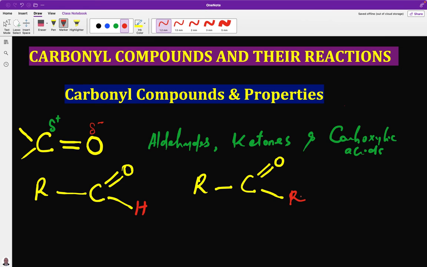That is the ketone. So as I said, the carbonyl group, which is the carbon-oxygen double bond, is an organic functional group found in compounds such as aldehydes, ketones, and carboxylic acids. In this group, the carbon atom is double bonded to the oxygen atom. It is found in aldehydes, it is found in ketones, and it is also found in carboxylic acids.